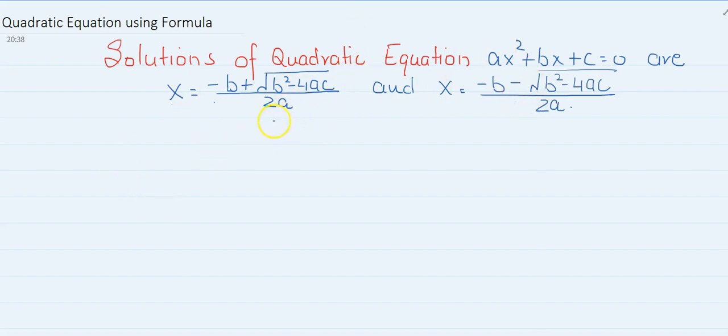You can prove this formula by completing the square. So let's try to prove it. We have ax² + bx + c = 0. Now we know that for completing the square, the x² must have coefficient one. So we divide this equation by a.